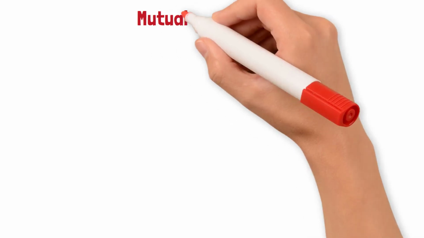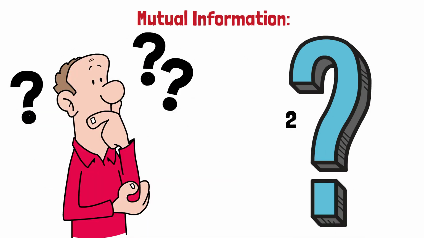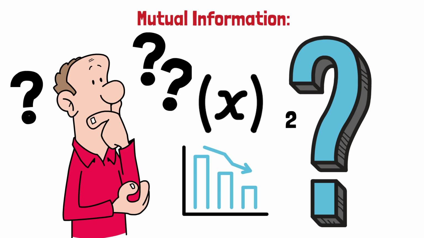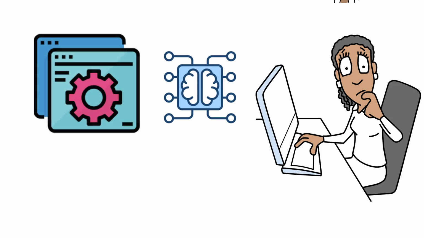Mutual information. This concept tells us how much two systems share in terms of information. For example, how much knowing about one variable reduces uncertainty about another. In machine learning, mutual information helps us understand relationships between features and labels.